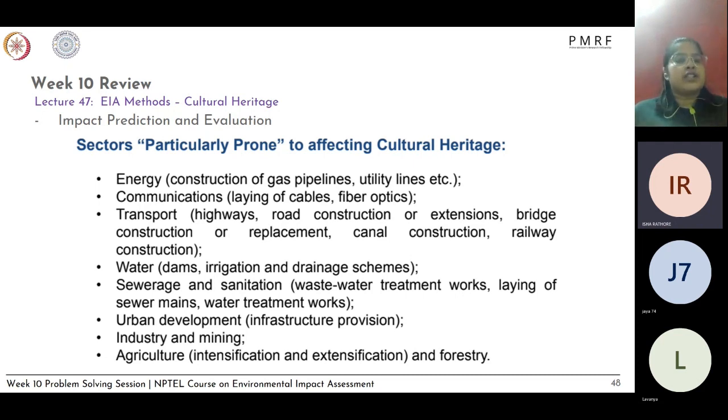And of course, you need to have transportation to these sites as well. So you have to be very sensitive towards planning if you have projects like these. Then around water, we have dams, irrigation, and drainage schemes. Sewage and sanitation is also a particular sector which affects cultural heritage. Urban development, industry, mining, agriculture, and forestry.